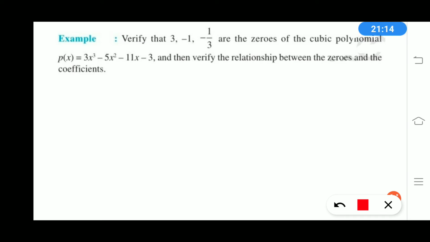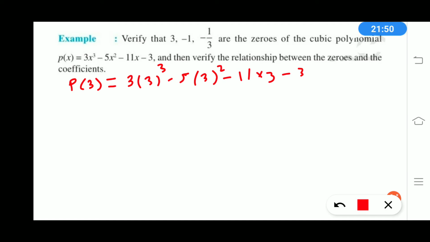Now we find the value of p of 3. If p of 3 is 0, then we say that 3 is a zero of the polynomial. Now p of 3 equals 3 into x equal to 3, that means 3 cube, minus 5 into x square, that means 3 square, minus 11 into x, so 11 into 3, minus 3.